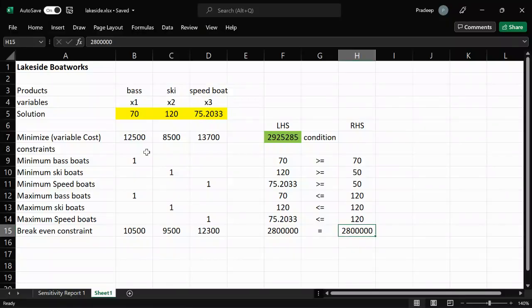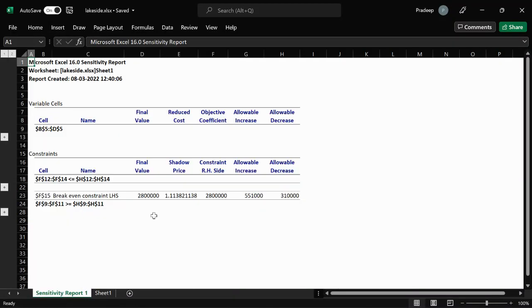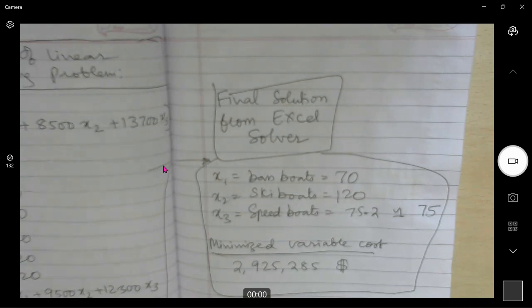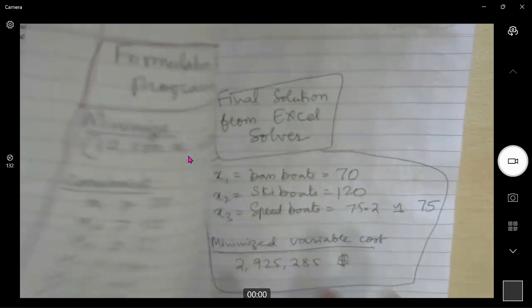Now we also have the sensitivity report. It just shows the different sensitivities, but right now we don't worry about discussing that. So that's it. This is the question. We formulated the problem and we solved the problem.